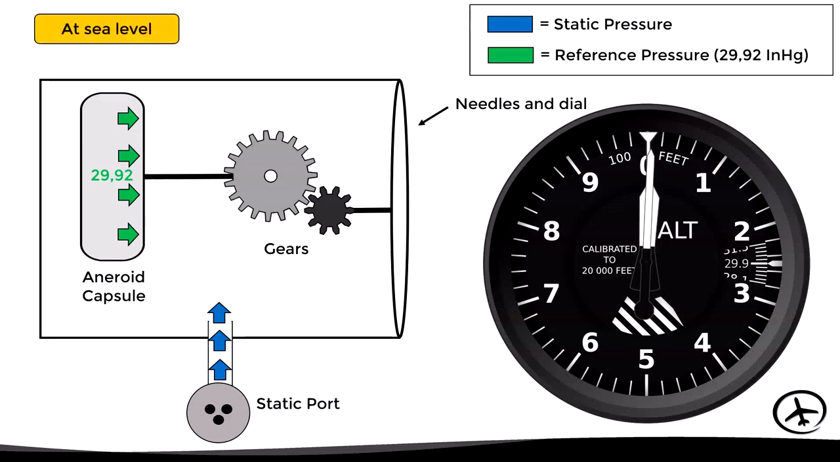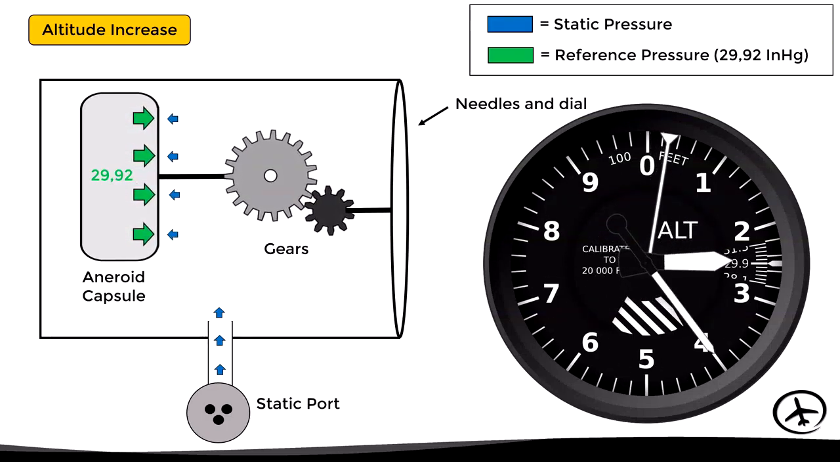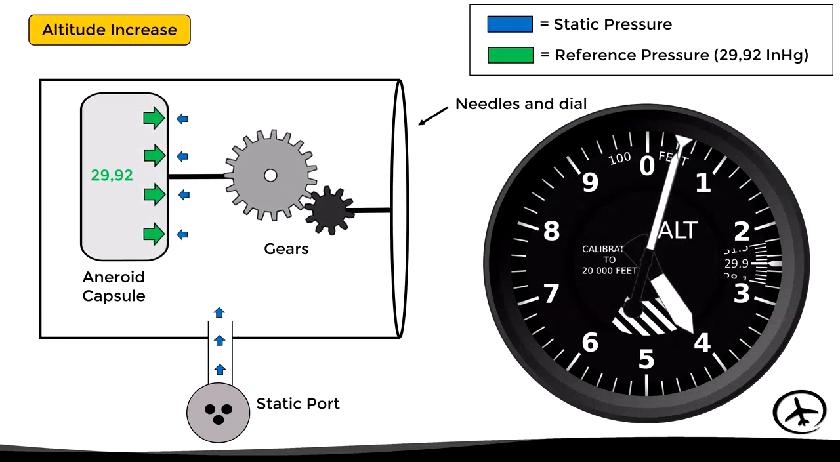In this case, if the aircraft is at sea level, the static pressure inside the case will be roughly equal to the pressure inside the aneroid capsule. In this situation, the aneroid capsule will be contracted and the needles will indicate 0 feet. Now, if the aircraft starts climbing, the static pressure inside the case will gradually reduce. And since the pressure inside the capsule remains the same, the pressure differential will cause the capsule to expand, moving the gears, which in turn move the needles of the altimeter to indicate an increase in altitude.